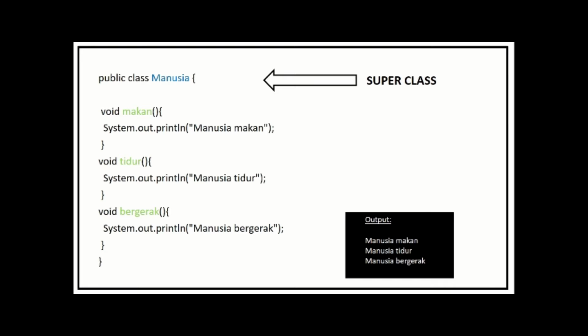Contoh yang pertama, okay, bila kita buat coding, masukkan public class dengan nama manusia sebagai ini adalah superclass, dan masukkan void makan, system.out.println manusia makan, void tidur, system.out.println manusia tidur, void bergerak, system.out.println manusia bergerak. Dan anda akan mendapat output seperti yang tertera di dalam slide, iaitu output dia manusia tidur, manusia makan, manusia tidur dan manusia bergerak. Ini adalah output yang anda dapat melalui coding yang pertama ni yang menggunakan superclass manusia.